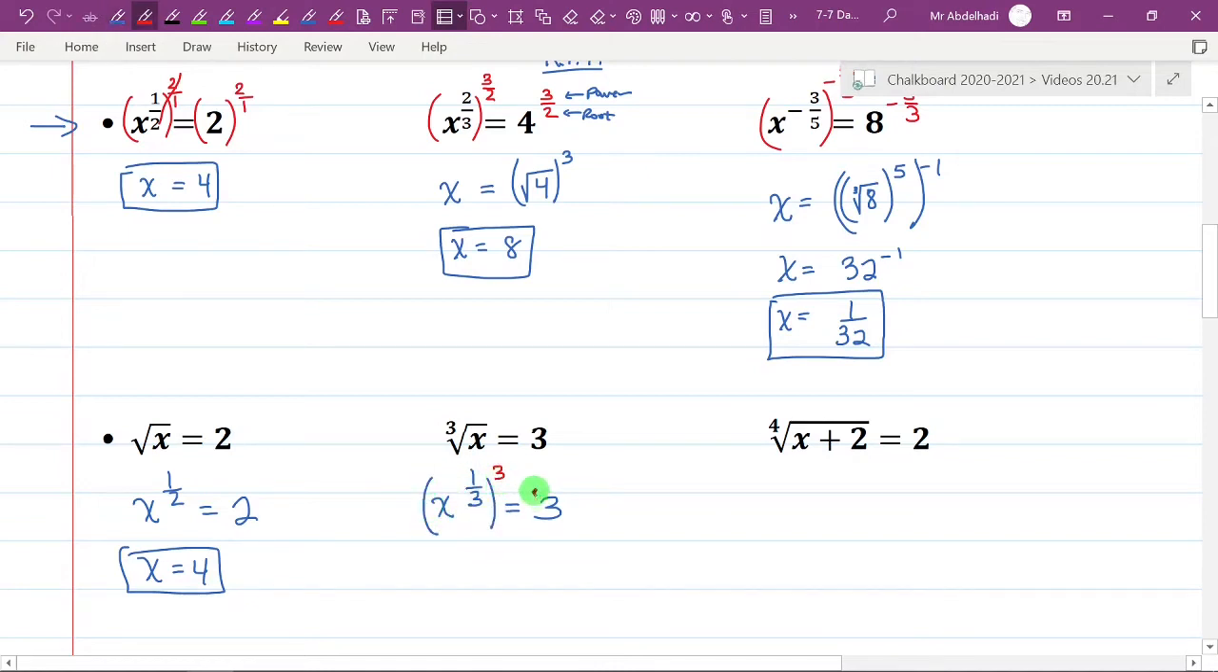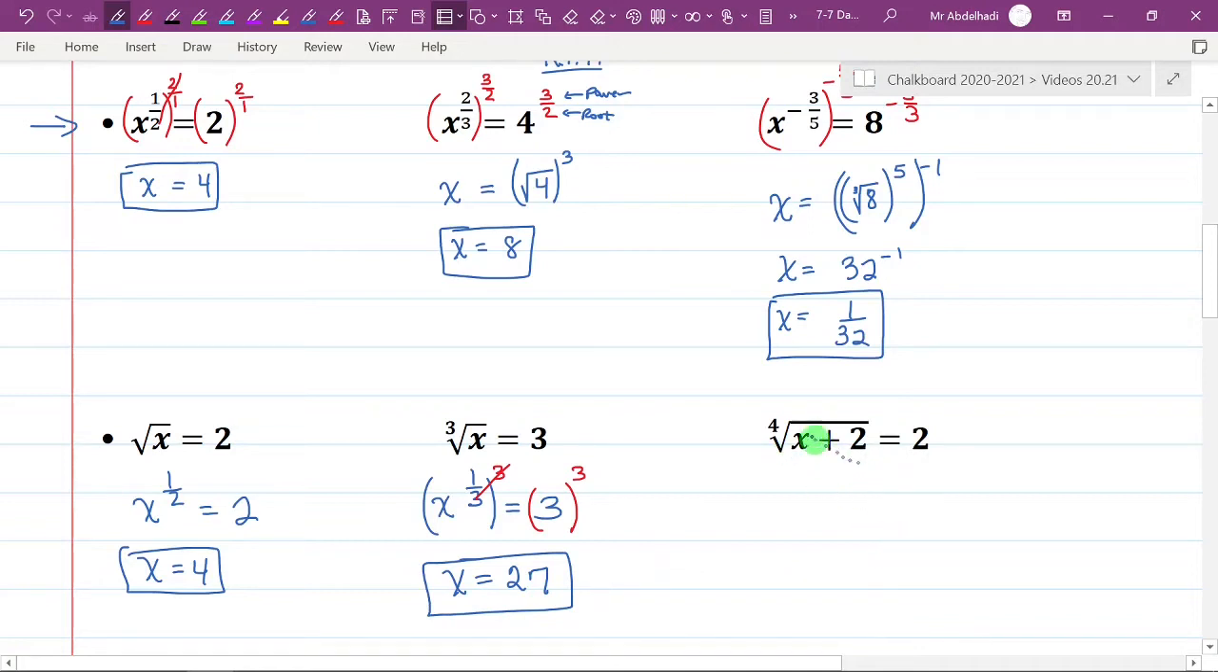So take this to the power of 3. It's actually 3/1. But you know what? If it's over 1, you don't need to write the over 1 part. So just to keep it simple, I'm going to write just x to the 3rd. Now the 3 cancels out the 1/3. So this becomes x to the 1st power. And 3 to the 3rd power, 3 times 3 times 3 is 27, and we are done.